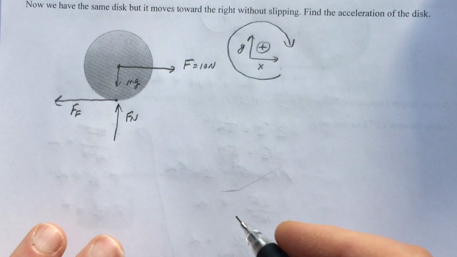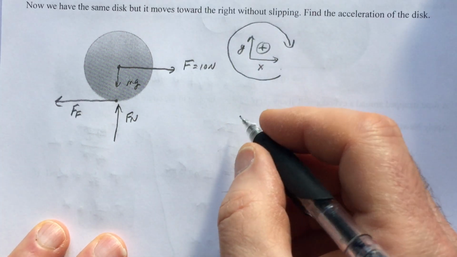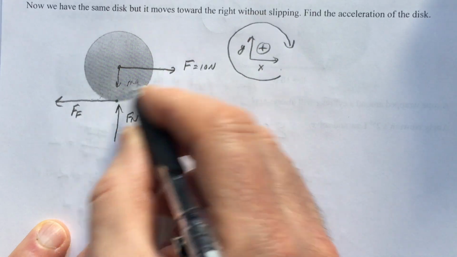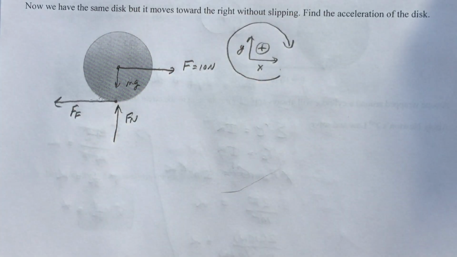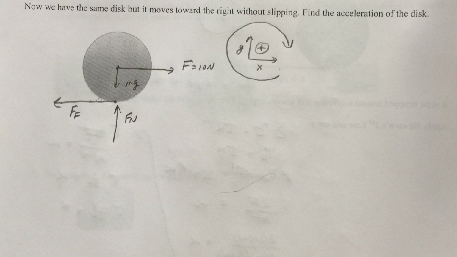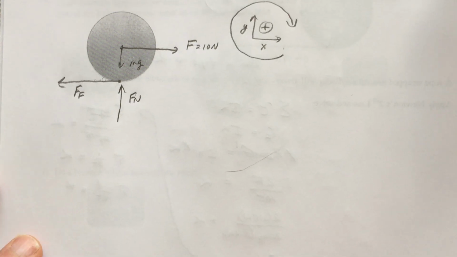Okay. Now, also keep in mind these two do not equal each other. Otherwise, the thing wouldn't even move, right? It wouldn't start to accelerate. So force and force of friction don't equal each other. So we're going to now start out just like before.